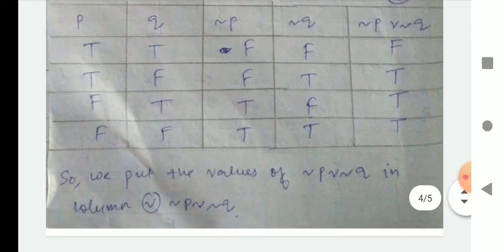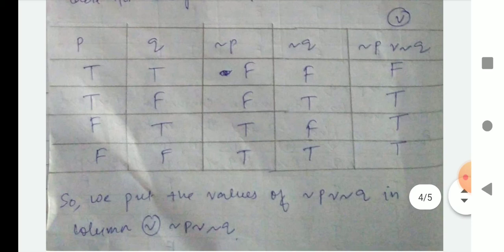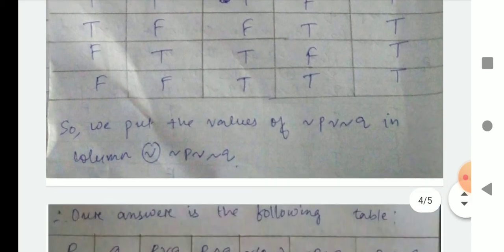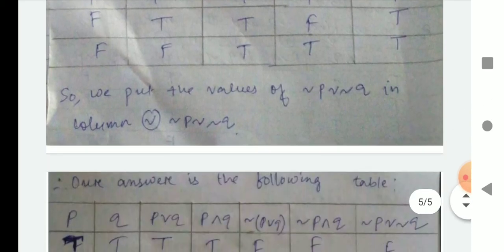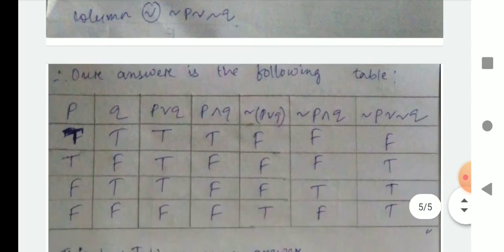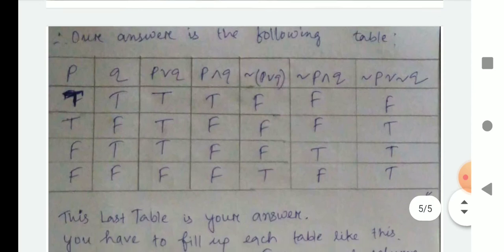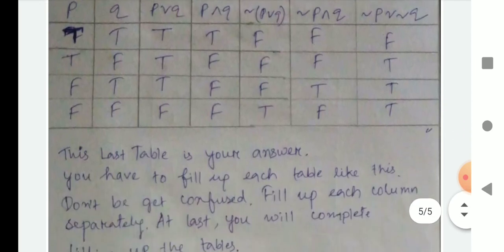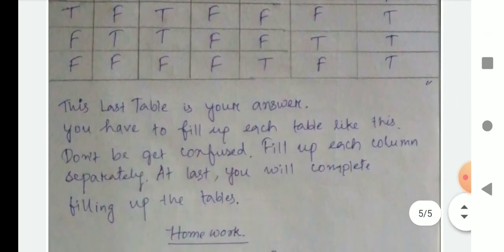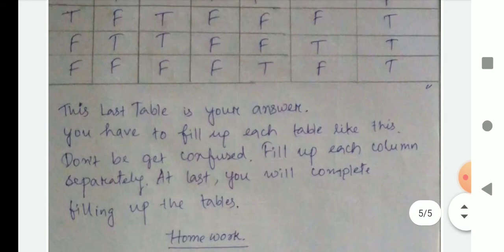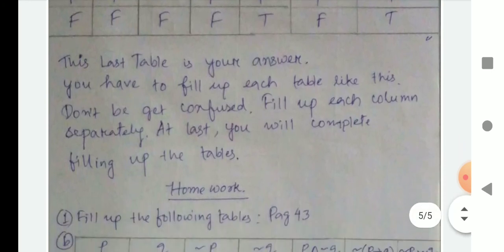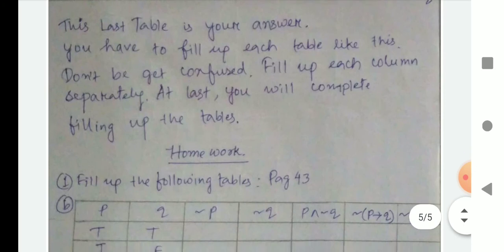So we put the values of negation P disjunction negation Q in column 5. Our answer is the following table. We are getting this; everyone write this table. This table is your answer, and you have to fill up each table like this. Do not get confused. Fill up each column separately. At last you will complete filling out the tables.